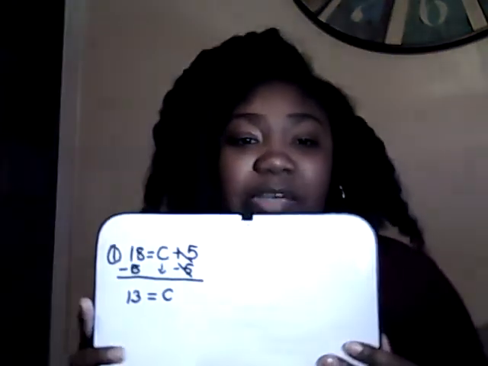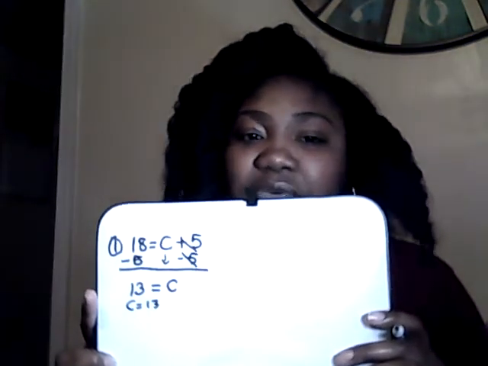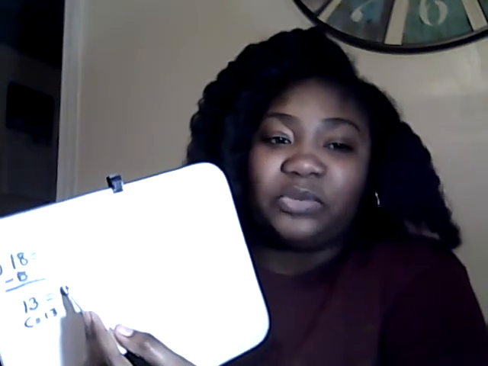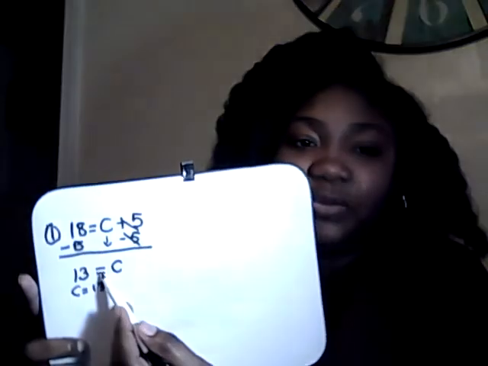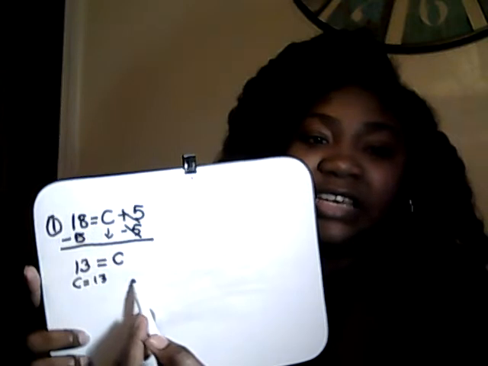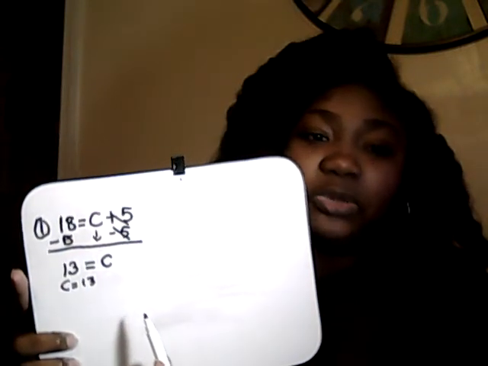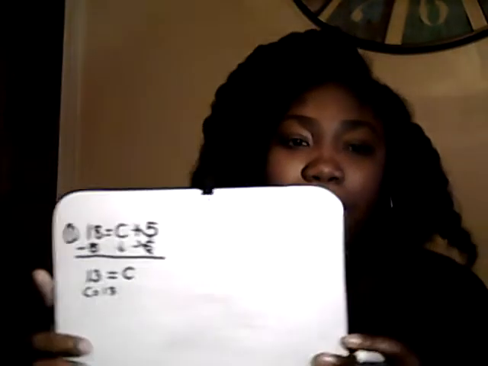So you will see some equations like this where it means the same thing though. C equals 13 or 13 equals C is the exact same thing. I prefer this way, but with some problems, some answers, it'll give it to you this way when you solve it. But 13 equals C and C equals 13 is the exact same thing. Okay.